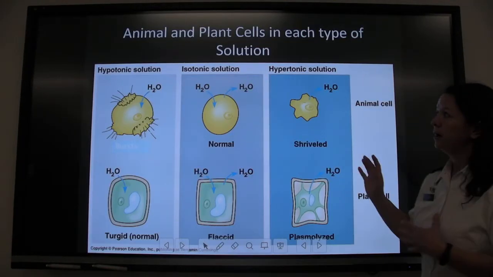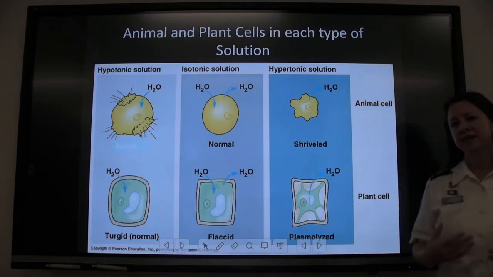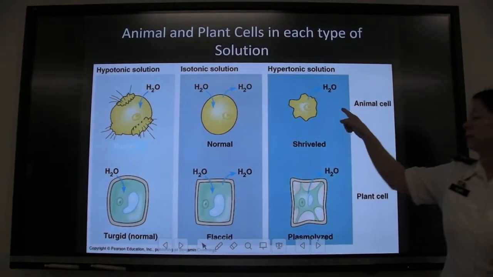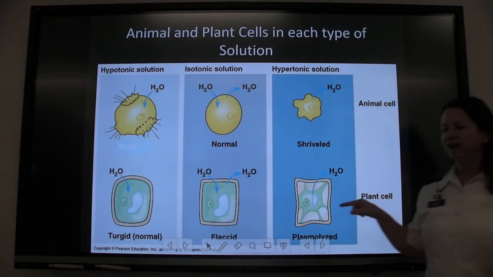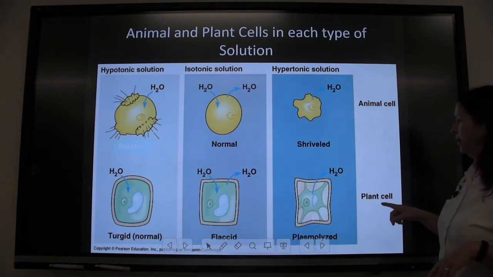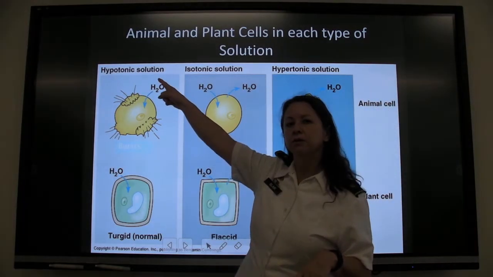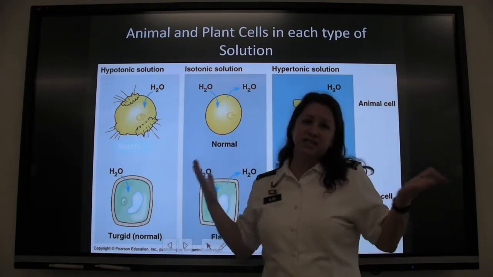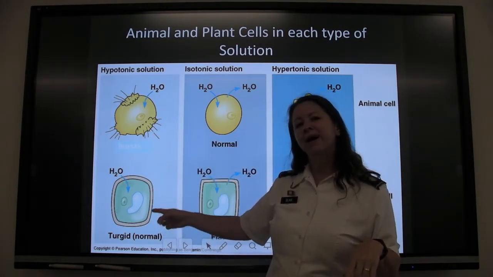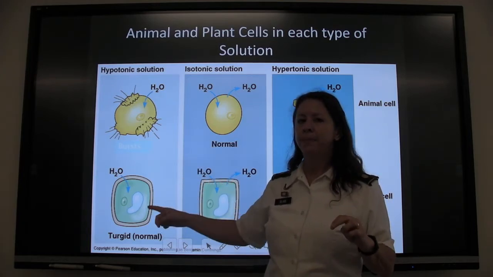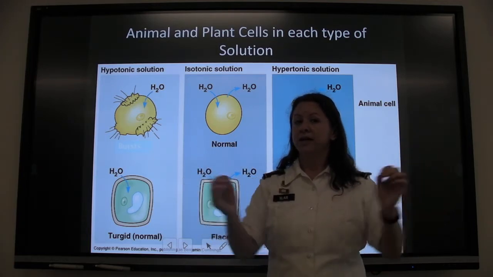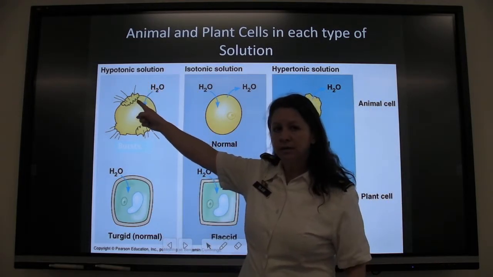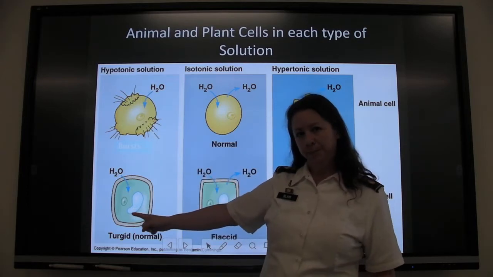All right, so when you look at how these solutions affect different cells, up here we have animal cells, no cell walls. Down here we have plant cells. And notice in a hypotonic solution, it kills animal cells. They blow up, and if it bursts, it's dead. But this is where plant cells are happy. They like to have lots of water inside. They like to be pumped up. So hypotonic kills animals. It makes plants happy.